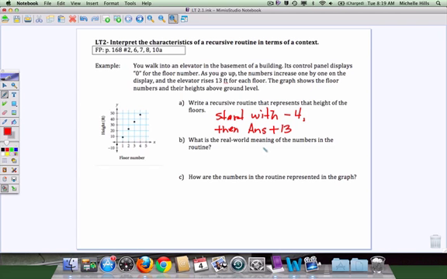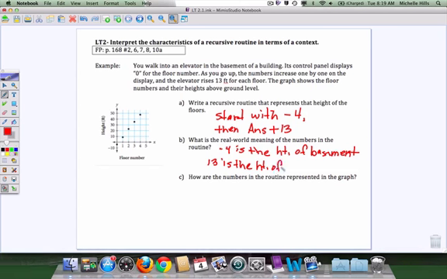Now, what's the real world meaning of the numbers in the routine? -4 is the height of the basement because you started in the basement, and it makes sense that that might be below ground a little bit. So -4 is the height of the basement. And I apologize, this is not terribly neat handwriting on here. And 13 is the height of each additional floor. So I'm just going to put each floor.